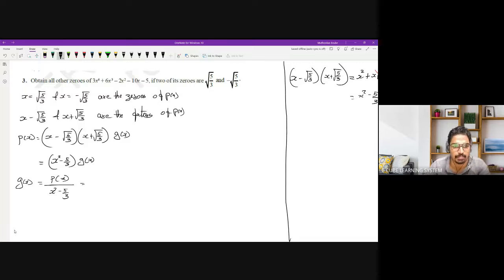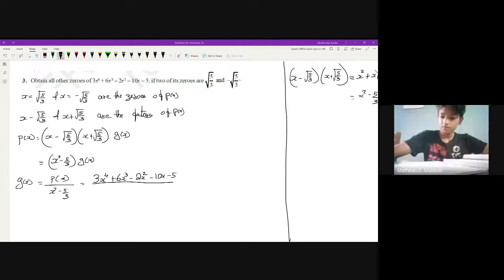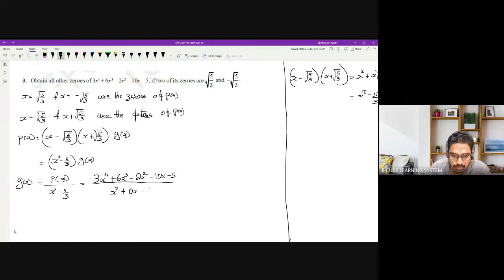In standard form p of x is 3x raised to 4 plus 6x cube minus 2x square minus 10x minus 5, divided by the divisor. The divisor in standard form will be x square plus 0x minus 5 by 3. There you should apply the long division method and find g of x.